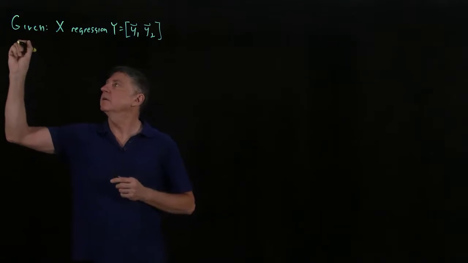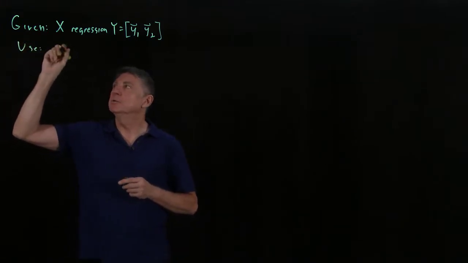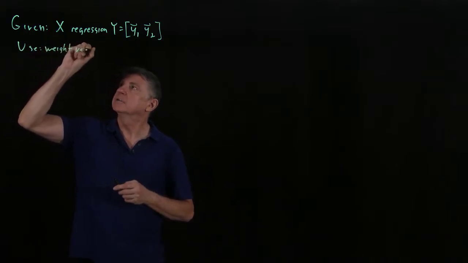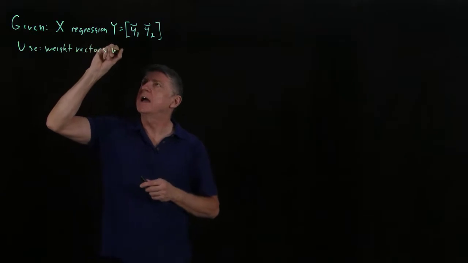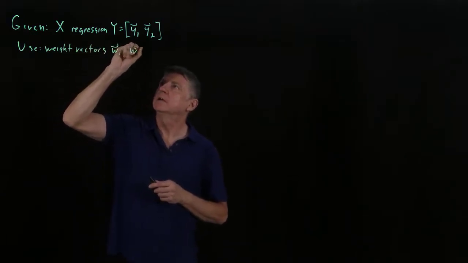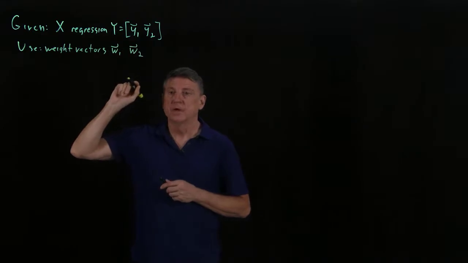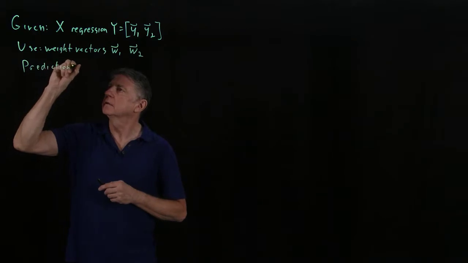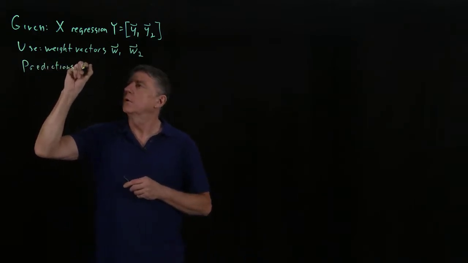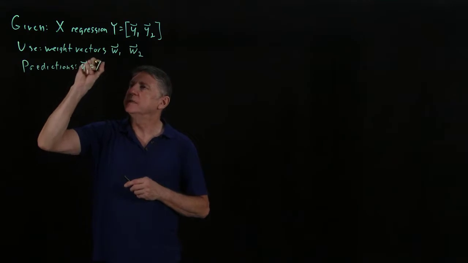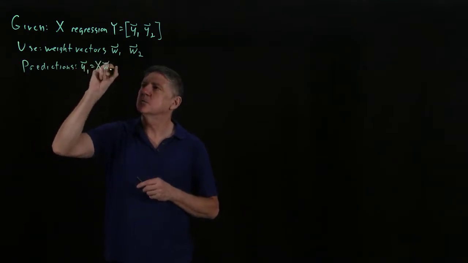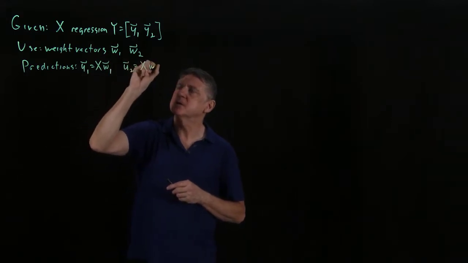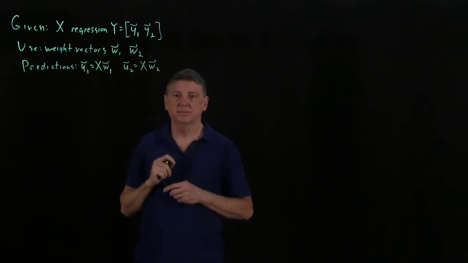So what we'll have here is we'll use two weight vectors. And so we'll refer to those weight vectors as weight vector 1 and weight vector 2. So our predictions then are, our first prediction will be the design matrix times the first weight vector, and our second prediction will be the design matrix times the second weight vector.